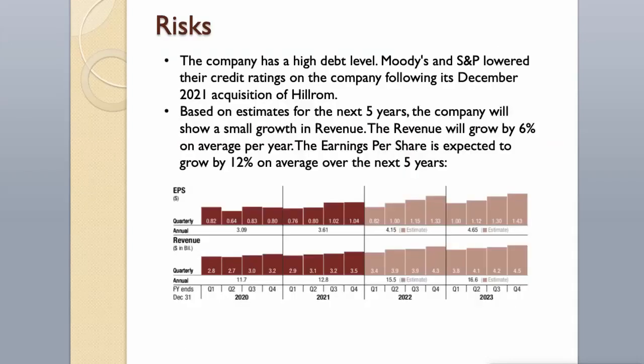The company has a high debt level. Moody's and S&P lowered their credit ratings on the company, following its December 2021 acquisition of Hillrom. Based on estimates for the next 5 years, the company will show a small growth in revenue. The revenue will grow by 6% on average per year. The earnings per share is expected to grow by 12% on average over the next 5 years.